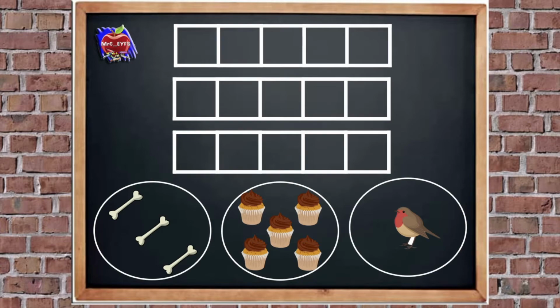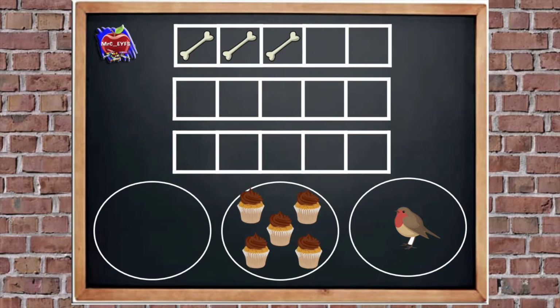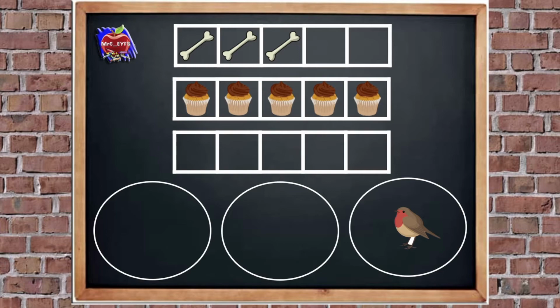So we're going to compare the bones, the cakes, and the robin. So we're going to do the same as before. We're going to put them all into a 5 frame. So the bones can go in the first one. Let's put the cakes in the middle one. Let's put a robin in the end.